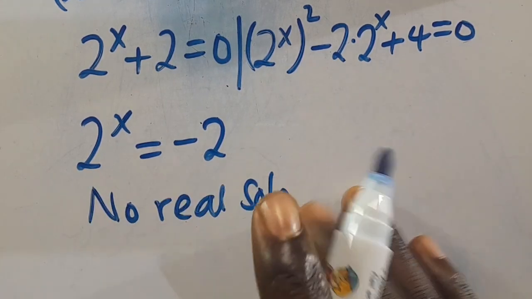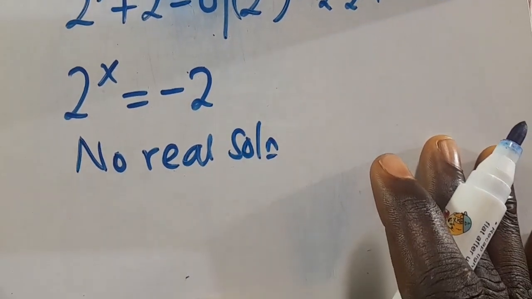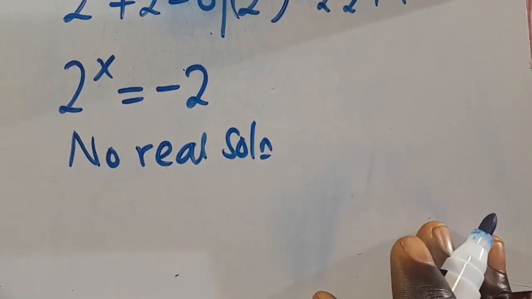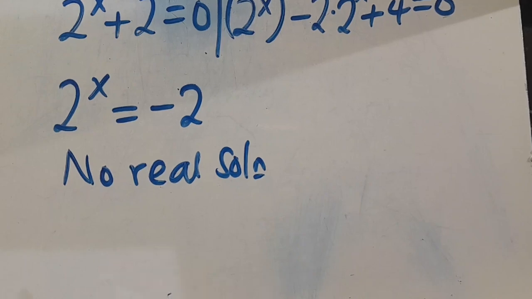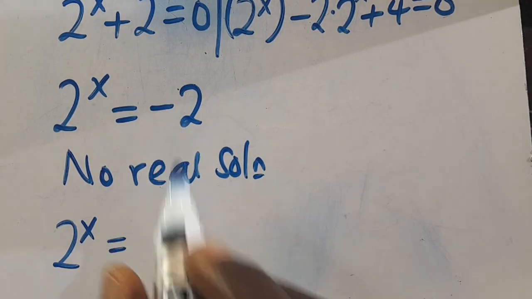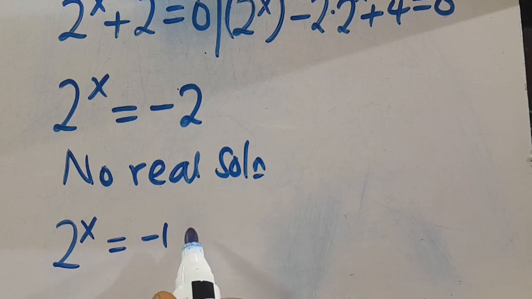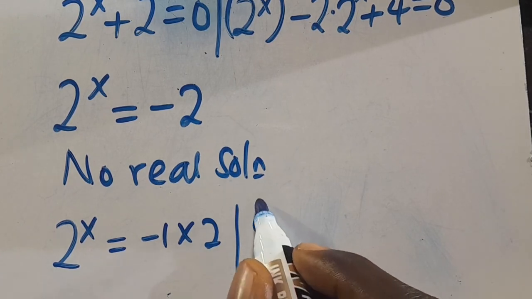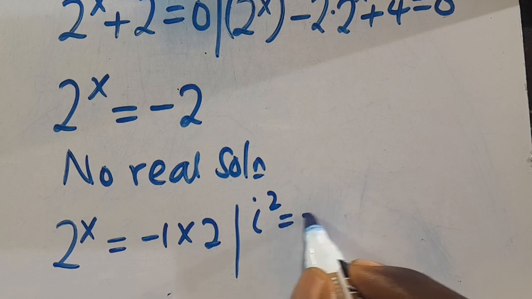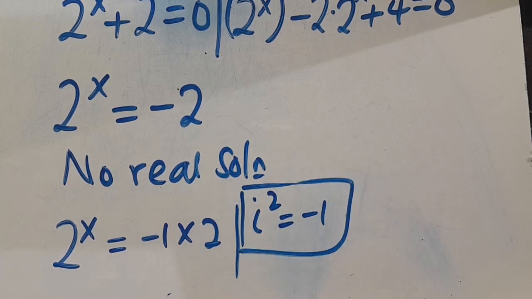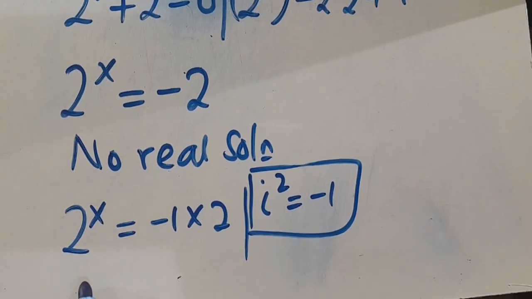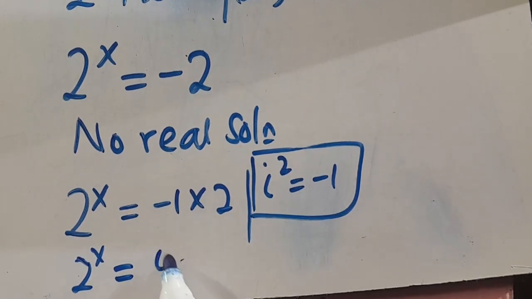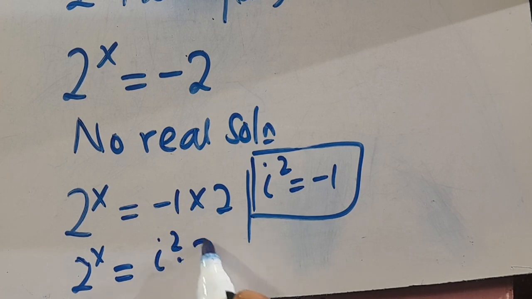But as we want to find the complex solution of this one, we can go further and try to introduce it. So from here we can have this as 2 to the power of x equals, from here we can have minus 1 times 2 will give us minus 2. But we have to recall that i to the power of 2 always gives us minus 1 in complex space. So from here, we have 2 to the power of x equals i to the power of 2, then multiplied by 2.